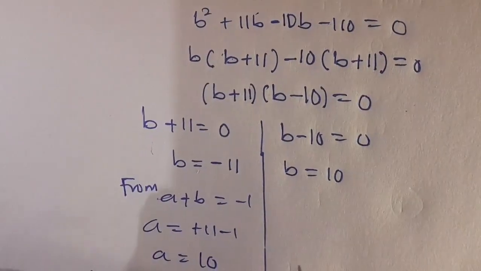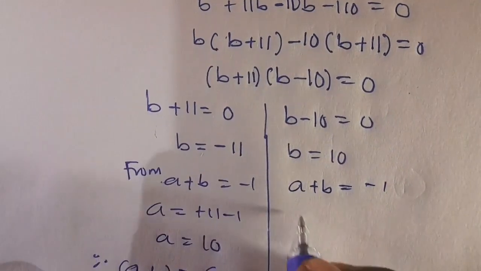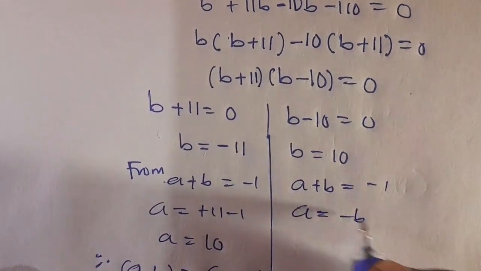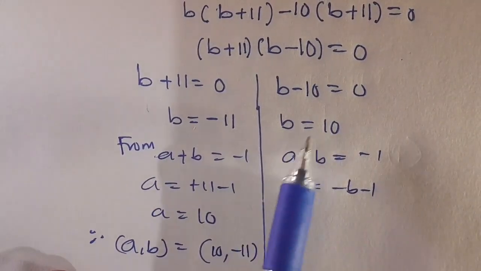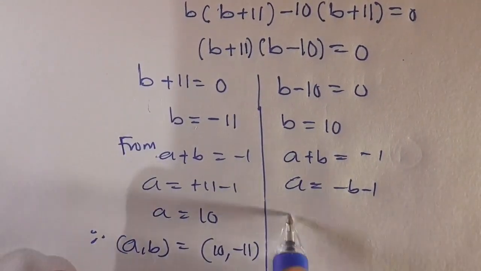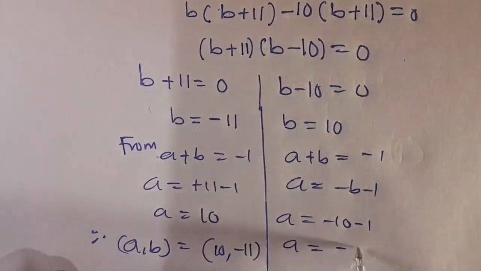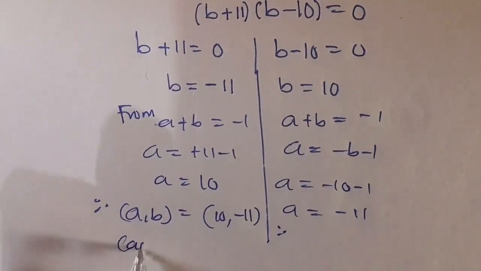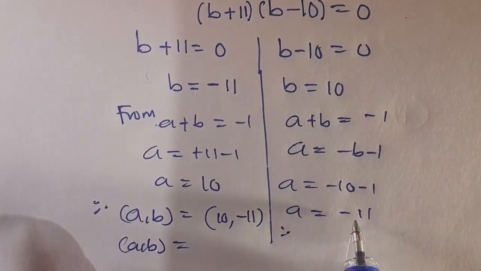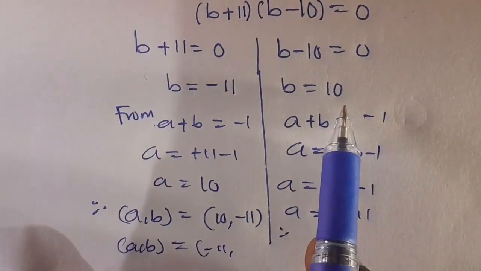Then from here too, we have a plus b equals minus 1. So we can have our a equals minus b minus 1. Then when b equals 10, from here we have a equals minus 10 minus 1. Then our a equals minus 11. So we can also declare finally that a comma b equals, from here, minus 11. Then our b equals what? 10.